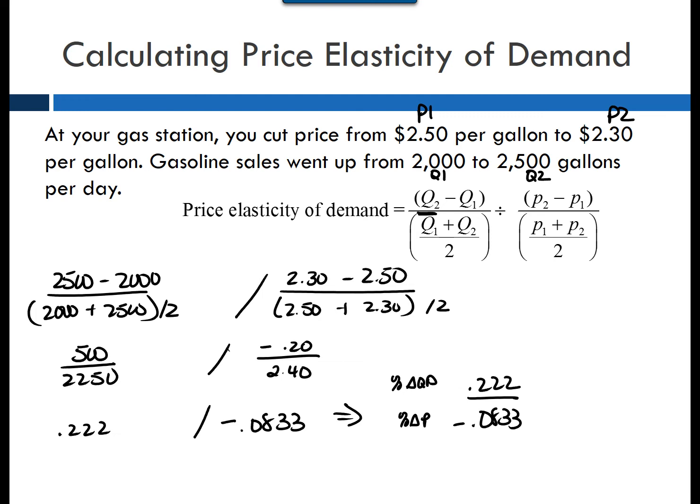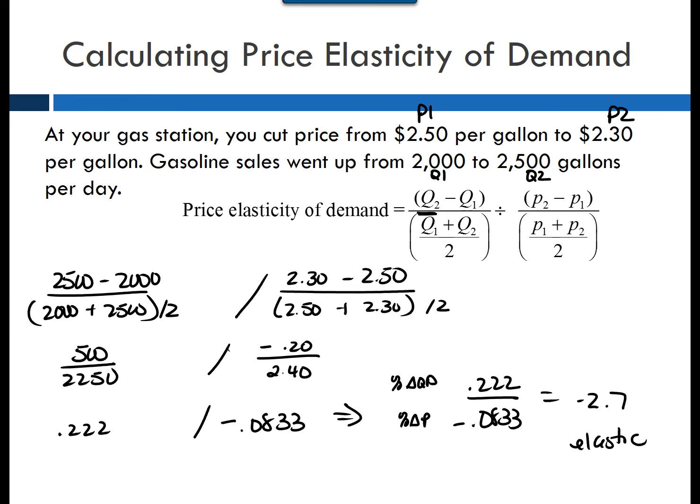Right now, I can see that the effect is bigger than the thing that caused it. So I know it's going to be elastic, right? An 8% change caused a 22% change. So the effect is bigger than the thing that caused it. It's going to be elastic. So if I do this math, I get negative 2.7. That's the price elasticity of demand for this one. So the absolute value is greater than 1. So it's elastic.